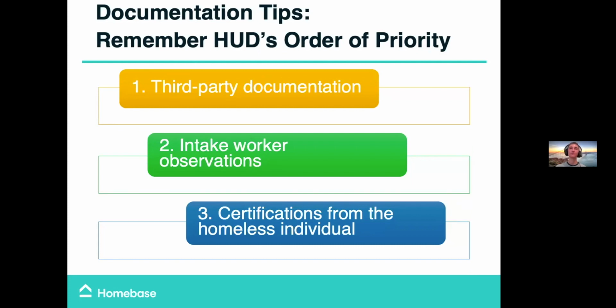The first priority is third-party documentation. To the extent that third-party evidence is made up of oral statements, you want to document them in writing to make sure that everything is included in the client's file. The second option is intake worker observations. And the third option, as a last resort, is certifications from the client. And again, we want to back up any second or first party evidence with documentation of efforts to obtain third party evidence.